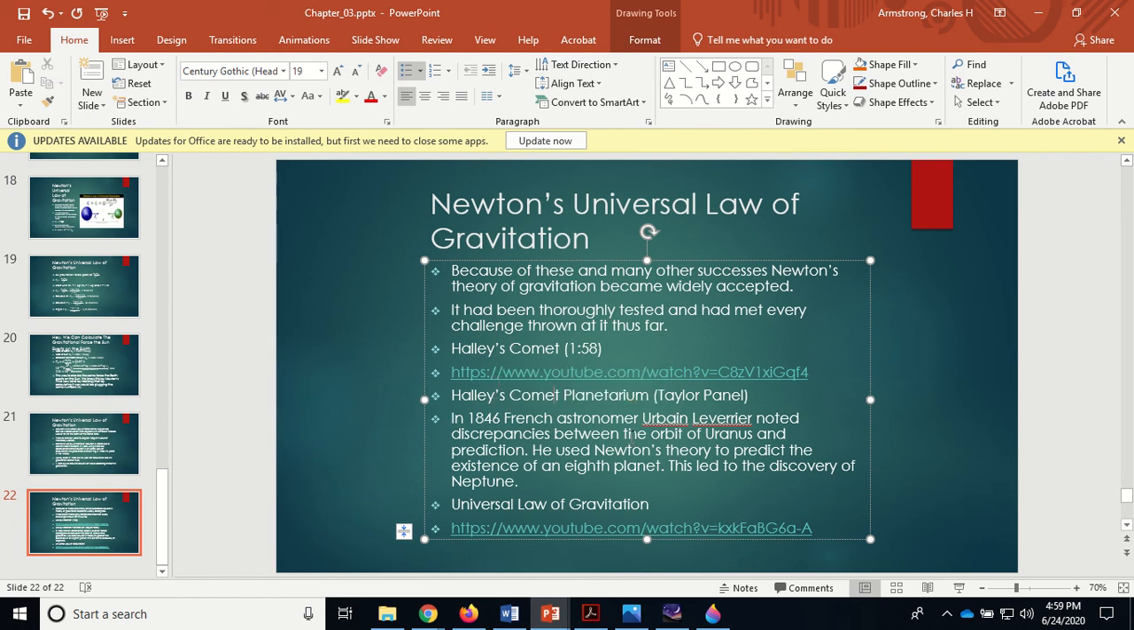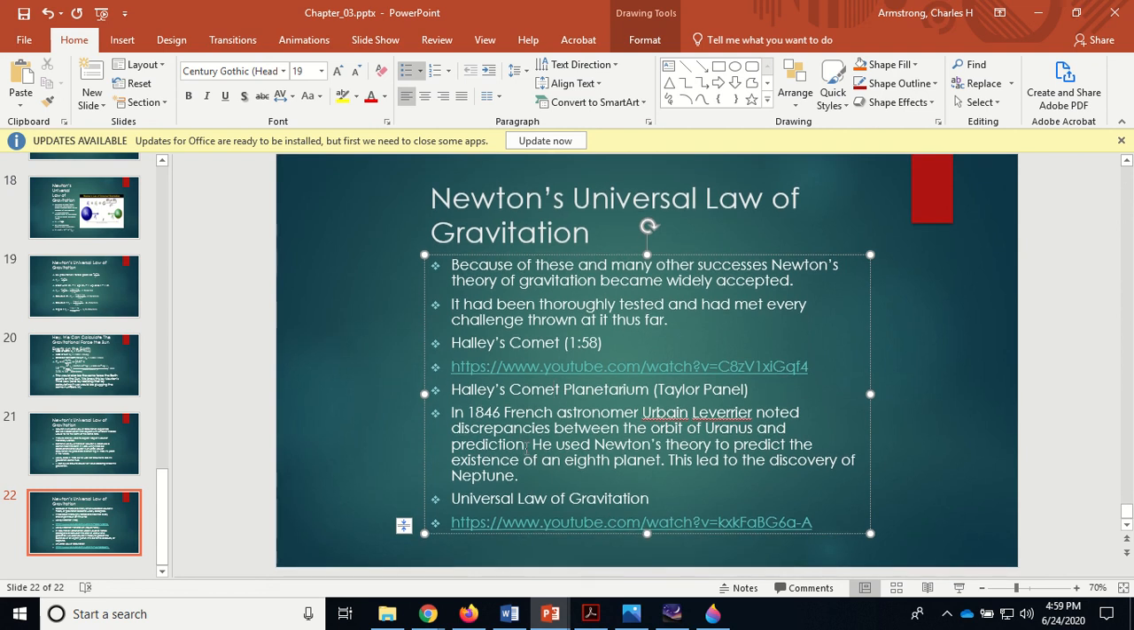In 1846, French astronomer Urbain Le Verrier noted discrepancies between the orbit of Uranus and prediction. In other words, Newton's laws predicted this is the orbit that Uranus should be in. He used Newton's theory to predict the existence of an eighth planet. They then went looking for this eighth planet. This led to the discovery of Neptune. Then you've got a YouTube video about universal law of gravitation you can watch here. And that's it for the slides.